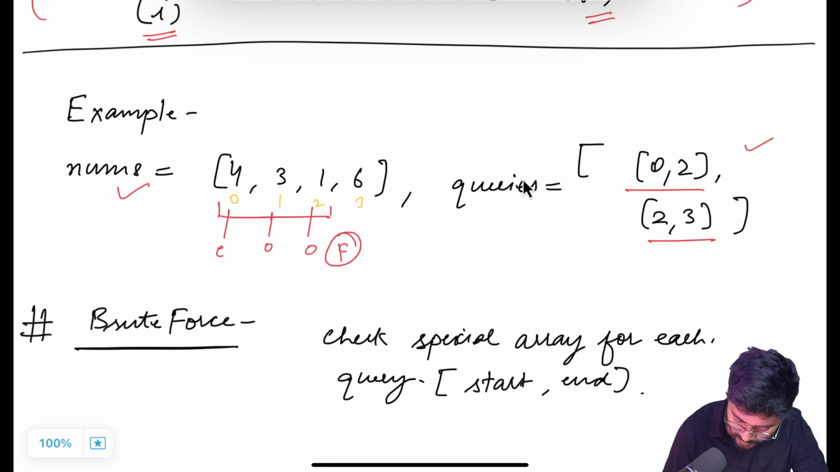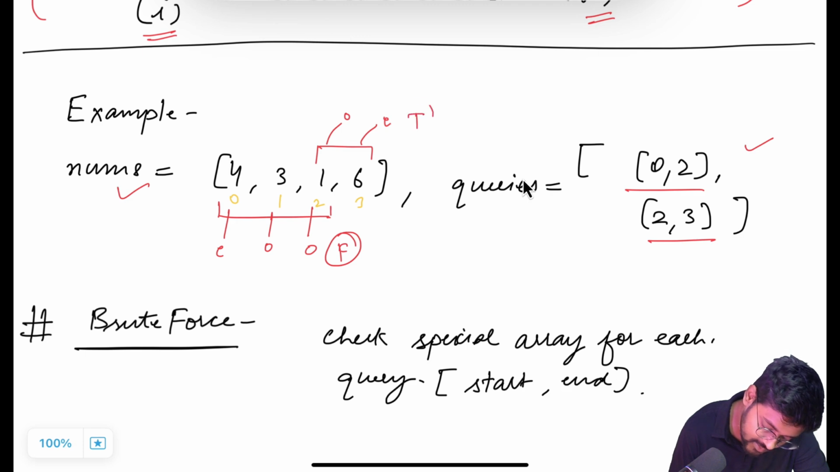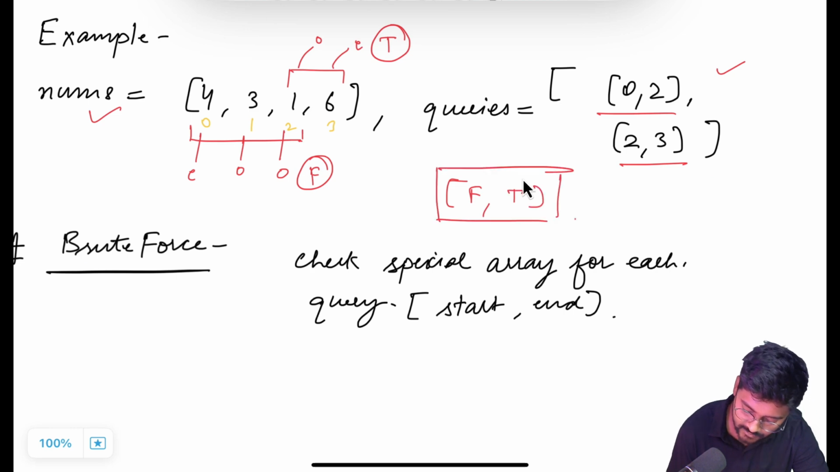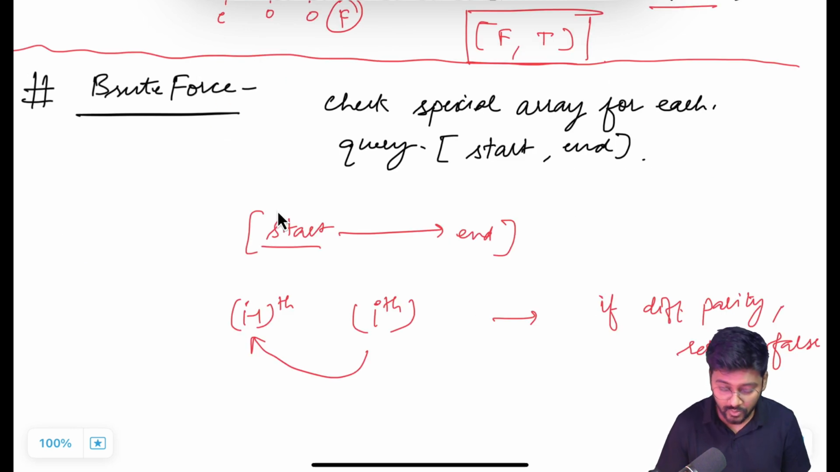Now let's check from 2 to 3. 2 to 3 is this. The first one is odd, the second one is even. The parity is changing alternately, so it is true. So the answer for this example is going to be false, comma, true. This is the answer. Now what can be the brute force for this problem?